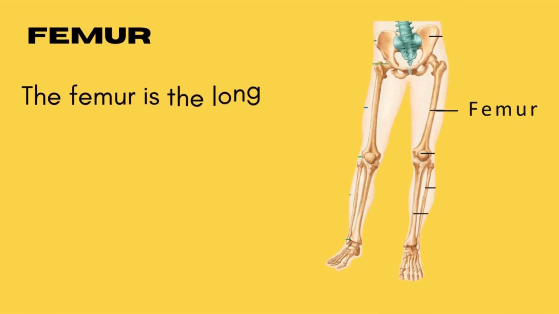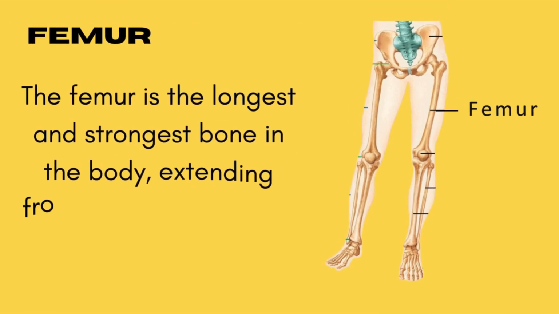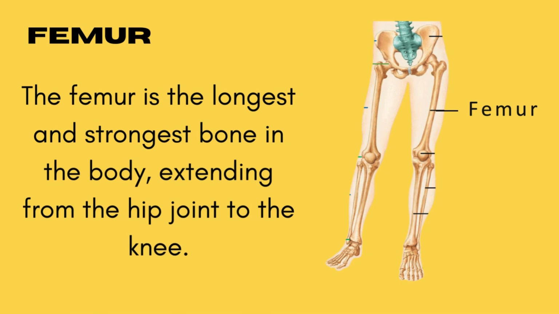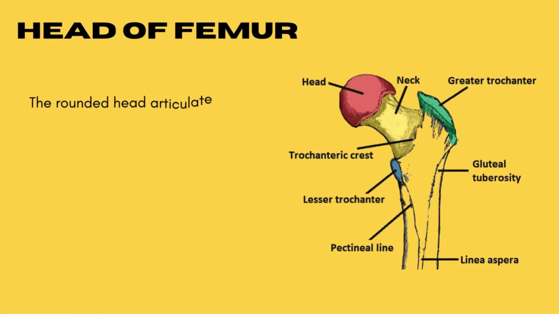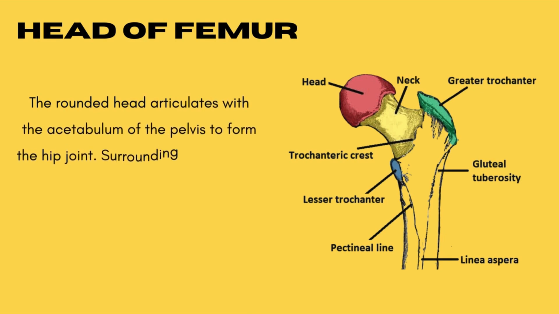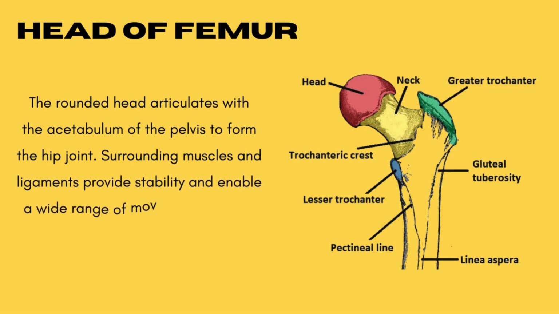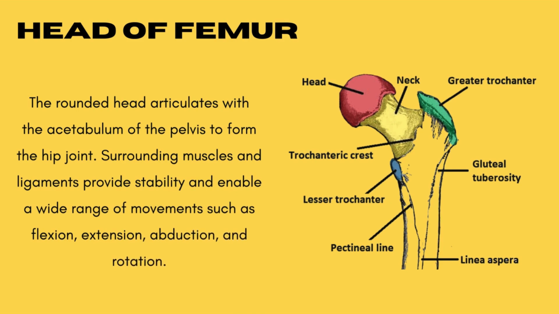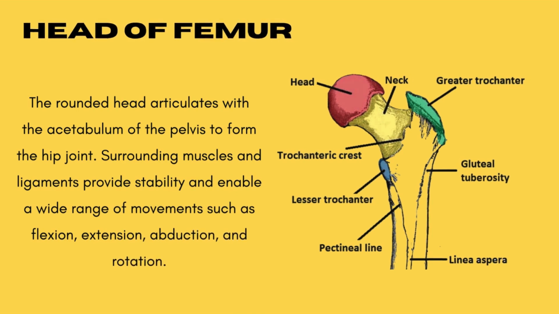Femur. The femur is the longest and strongest bone in the body, extending from the hip joint to the knee. Head of femur. The rounded head articulates with the acetabulum of the pelvis to form the hip joint. Surrounding muscles and ligaments provide stability and enable a wide range of movements such as flexion, extension, abduction, and rotation.